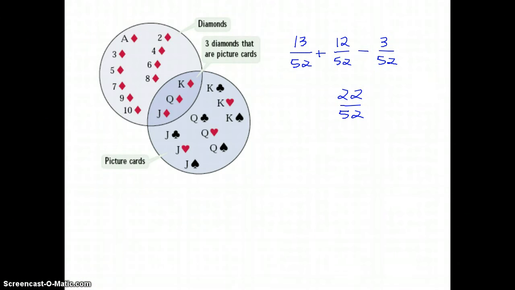And here we have a good visual of what just occurred. We have a Venn diagram, and we have the 13 out of 52, and we have the 12 out of 52, and then here at the intersection of the two, we have the 3 out of 52. If you count out all of these together, we have 22 out of 52.